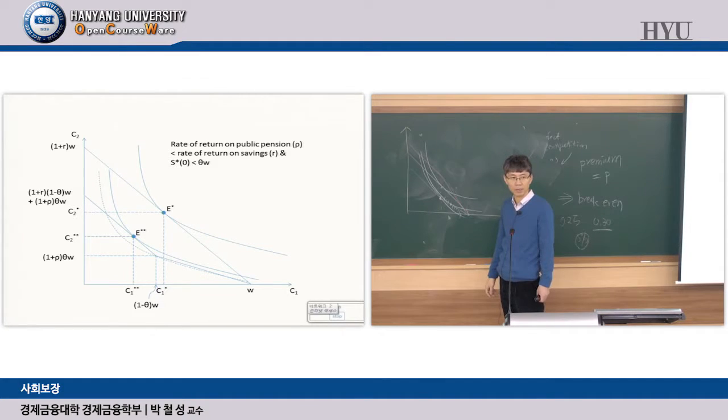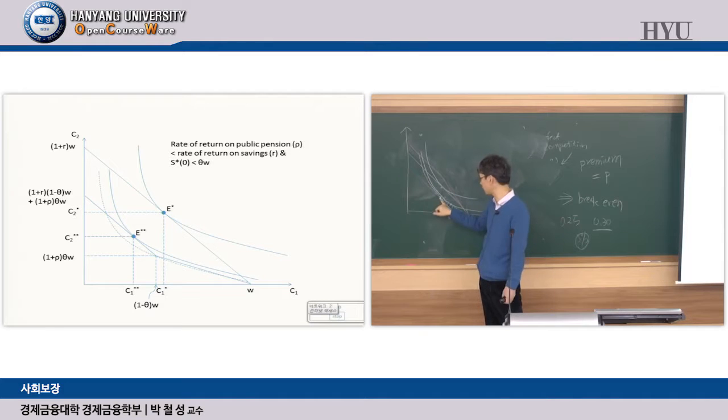Okay, you know what I mean? So obviously, in this case, since we assume that there is no borrowing using your future pension, this case is just not possible. The only case possible is on this line, and then it stops here.